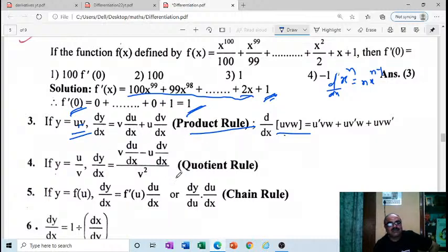Next, friends, we have what is called quotient rule. When you take y is equal to u by v, dy by dx is equal to v into du by dx minus u into dv by dx by v square. In the simplest form, it can be said v into u dash minus u into v dash by v square.